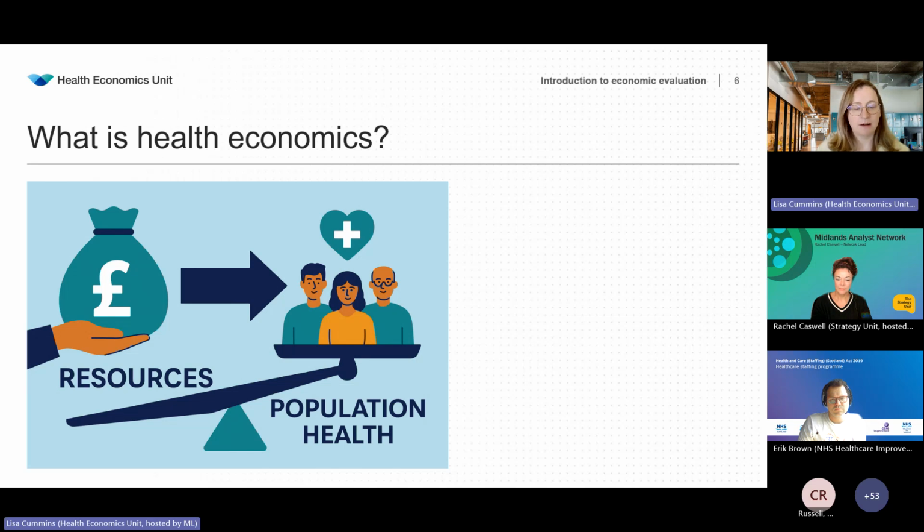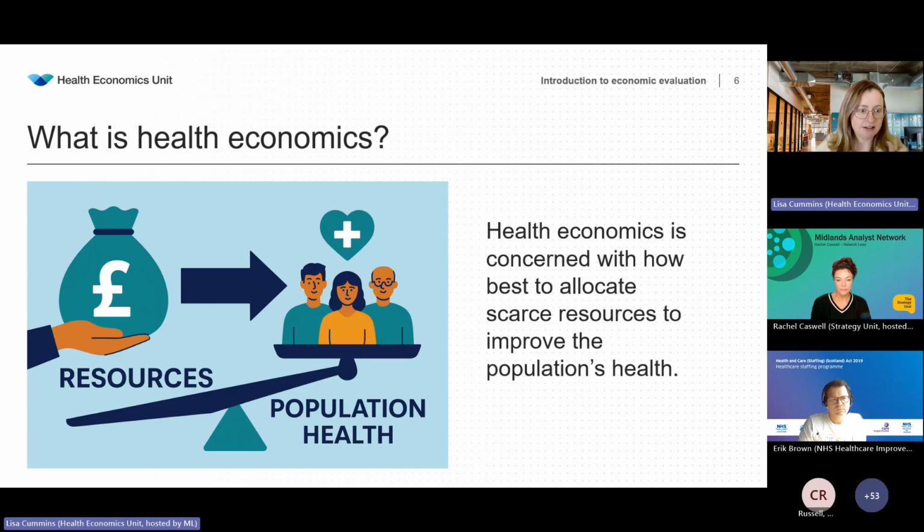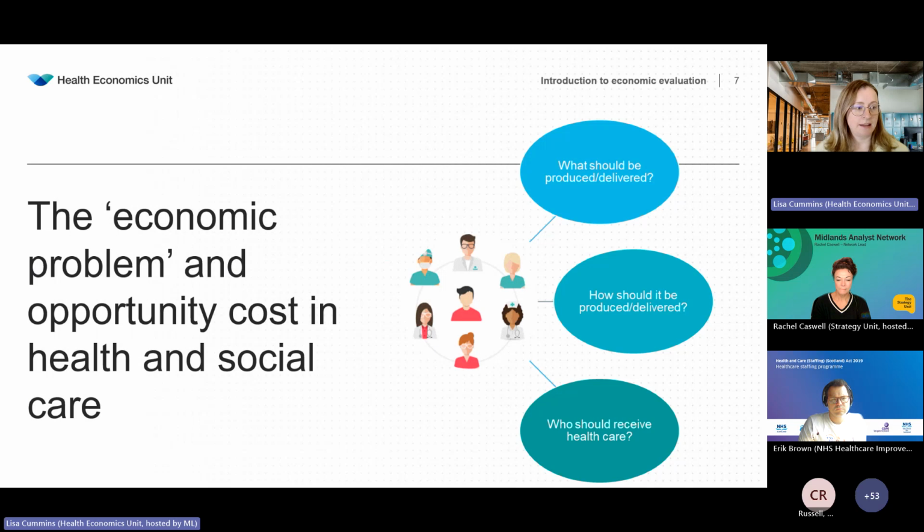So if economics is concerned with how best to allocate scarce resources to satisfy wants or needs, health economics is slightly different. It's concerned with how best to allocate scarce resources to improve or maximise the population's health. In health economics, we're also faced with the economic problem, and also opportunity cost. So we know there are finite resources available.